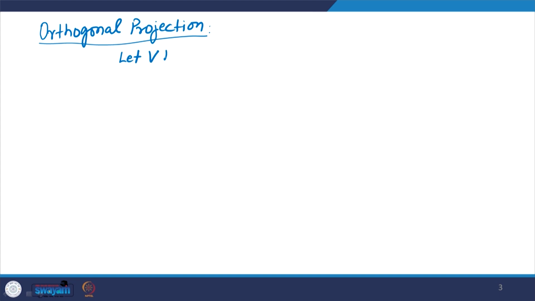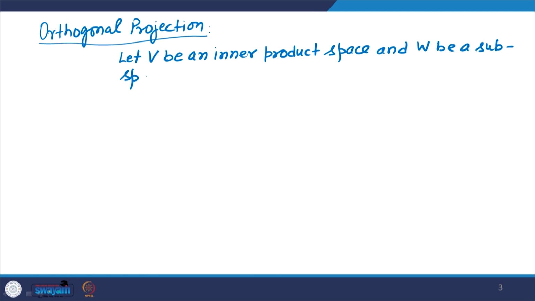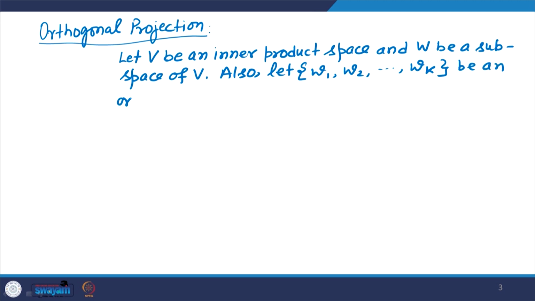So, let V be an inner product space and W be a subspace of V. Also, let W1, W2, ..., Wk be an orthogonal basis of W. Here the meaning of orthogonal basis is that all these vectors W1, W2, ..., Wk are orthogonal to each other.